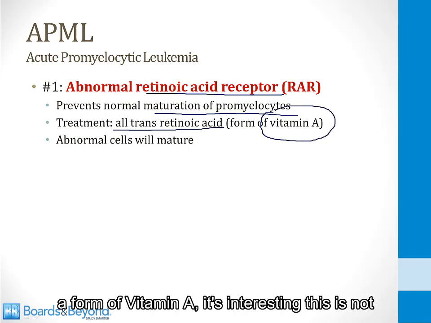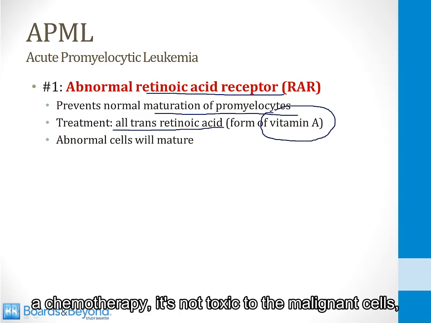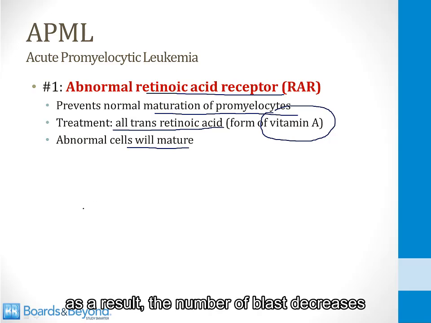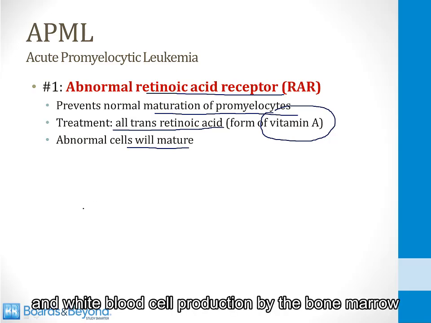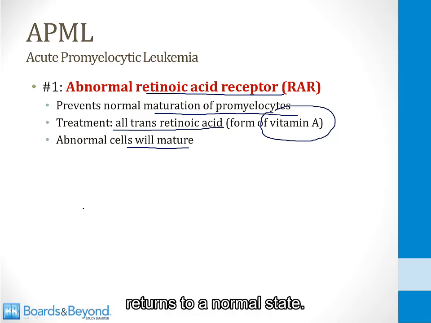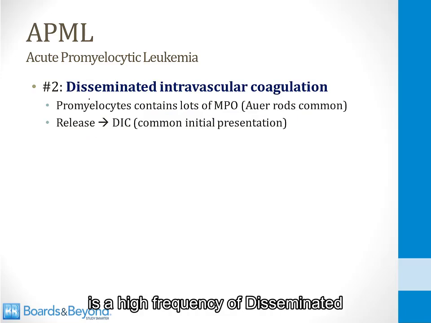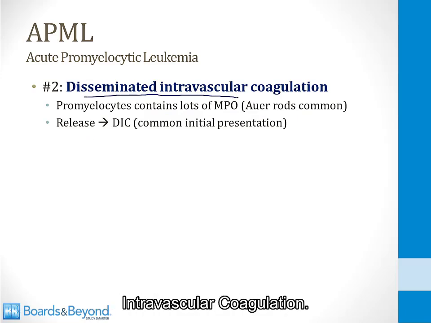It's interesting, this is not a chemotherapy, it's not toxic to the malignant cells. Instead, it triggers them to mature normally. As a result, the number of blasts decreases and white blood cell production by the bone marrow returns to a normal state. The second unique clinical feature of APML is a high frequency of disseminated intravascular coagulation.